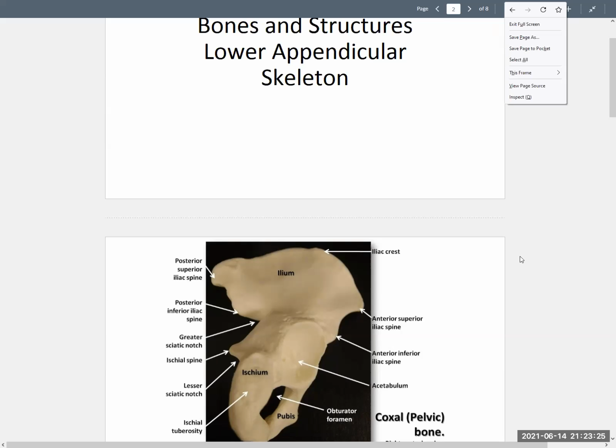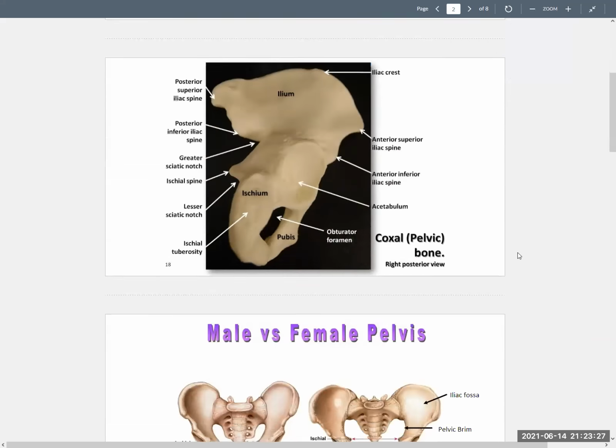Okay. Let's see. The bone here is the coxal bone. That's not going to be the answer on the test for anything. It refers to the fusion of 3 bones.